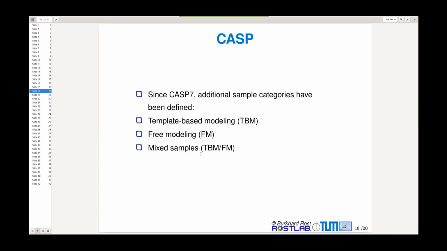There are some samples which are kind of in between. And those have been called either TBM-FM earlier, or more recently TBM hard targets, which are sitting in between those. Now, if you make a de novo predictor, then usually what you do is you make predictions for the FM and for the TBM hard targets.